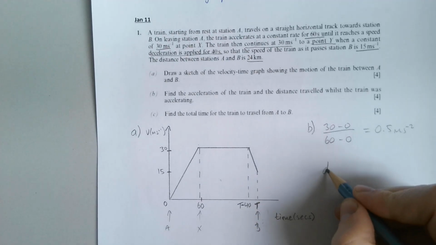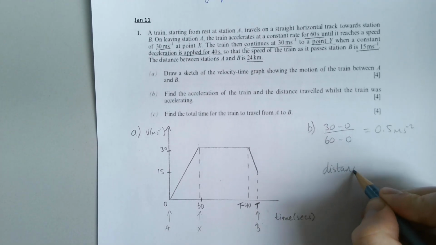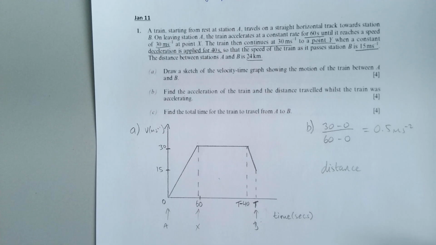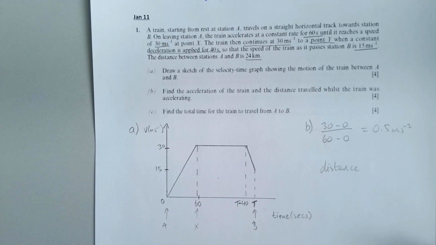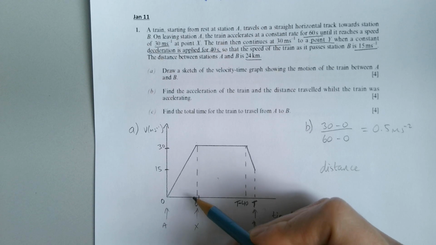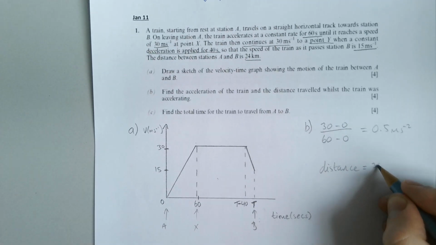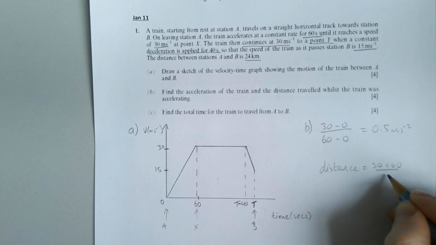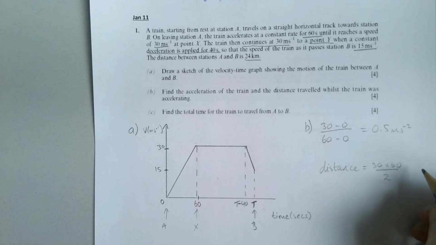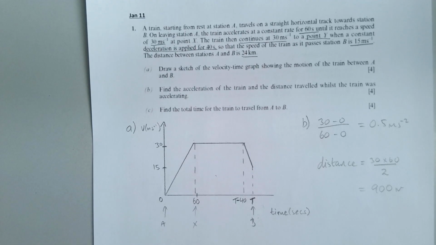In terms of distance, so distance is just the area under the graph. Well, in this case, we're looking at a triangle. Height of 30, base of 60. So 30 times 60 and divide it by 2, or times it by 0.5, and that will give us 900 meters.